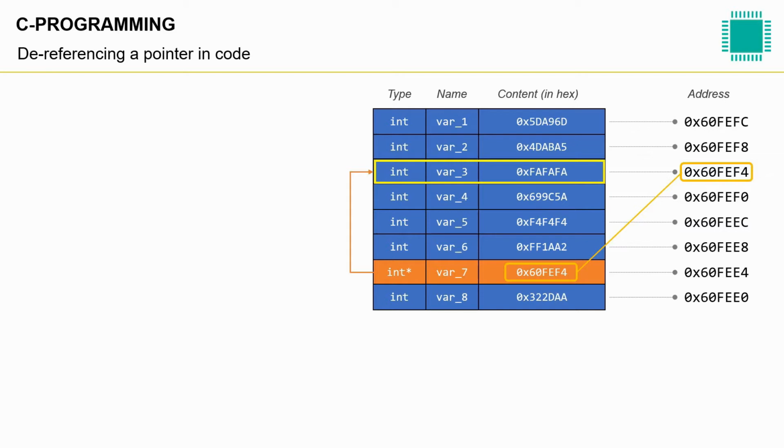Now let's talk about what is called dereferencing a pointer. Dereferencing a pointer effectively means to read the thing that the pointer is pointing to. So if I was to dereference the pointer var7, I would be reading this value here, which is the thing that the pointer is pointing to. Okay? So this is basically what dereferencing is.